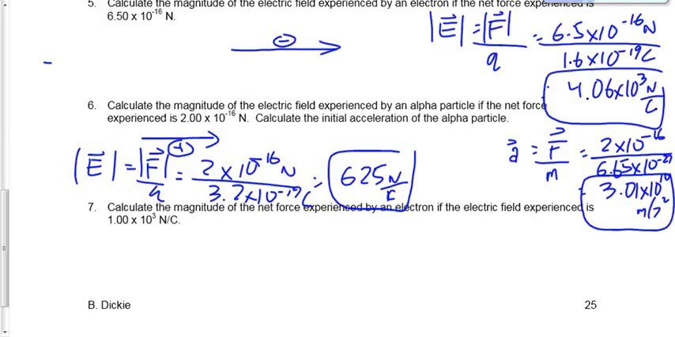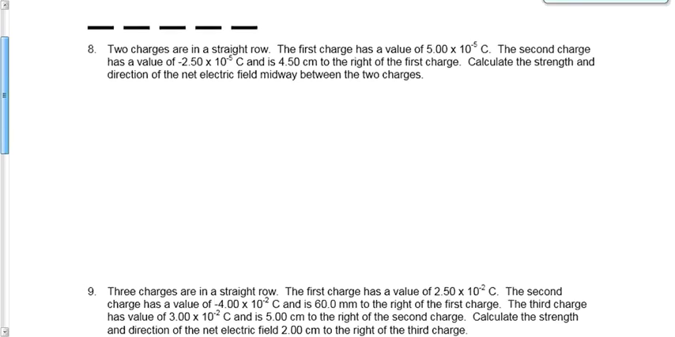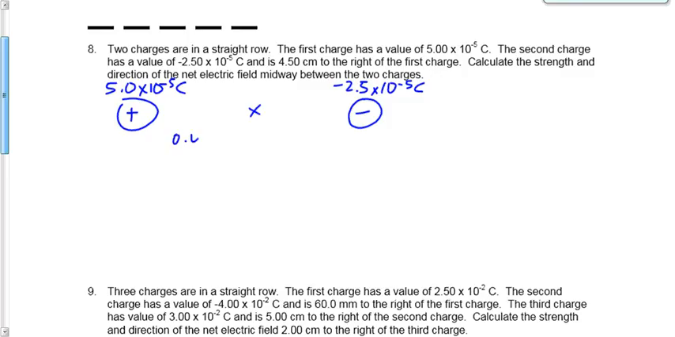Okay, lastly, question number 8. 2 charges in a straight row. First charge is 5 times 10 to the negative 5. Second one is negative 2.5 times 10 to the negative 5. And we want to find the strength and direction of the net electric field midway between. So we want to find the field strength right there and the direction right there. The distance is going to be what, 0.025 meters? Because it's halfway in between, 2.5 centimeters. No, that's wrong, isn't it? 2.225.